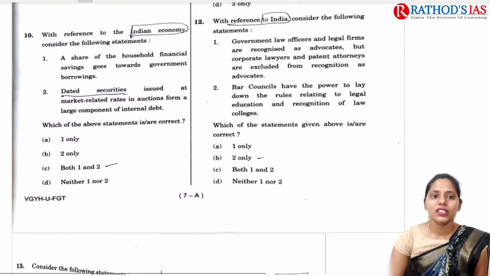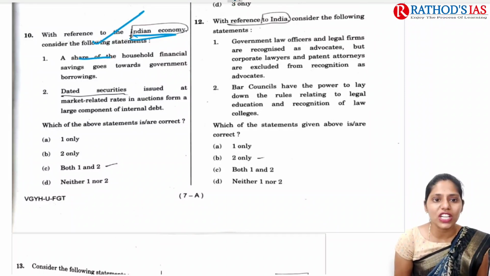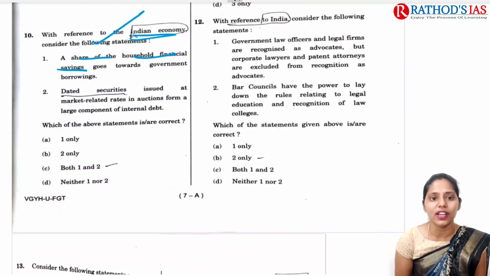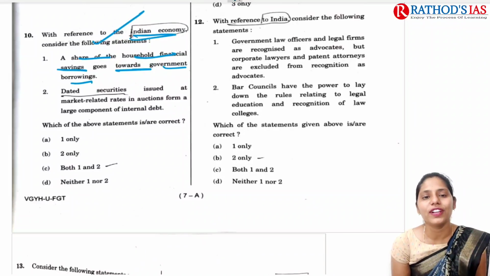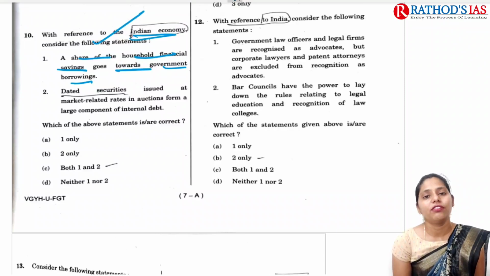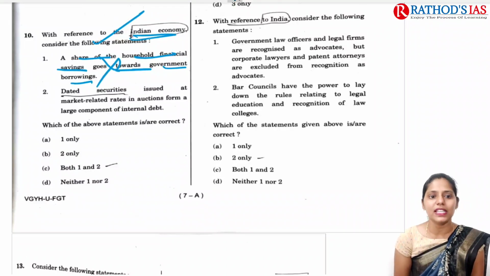And now let us see the 10th question. With reference to the Indian economy, consider the following statements. The first one is that a share of household financial savings goes towards government borrowings. Actually, household financial savings will be the overall savings of the country, for example currency, savings in banks, pensions. Those all come under household financial savings, which will not come under government borrowings. So this first statement is incorrect.